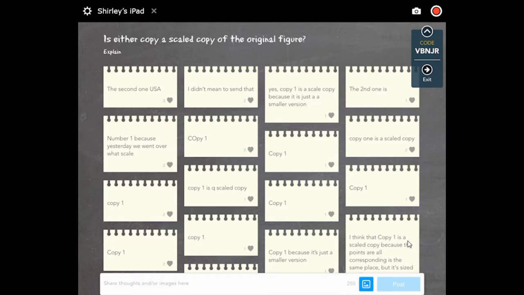You all seem to be on it. We all agree copy number 1 is my scaled copy. It's smaller, I do agree with that, but are the angles any different? If you look at the angles in copy 1, are they any different than the angles in the original? What do you think?